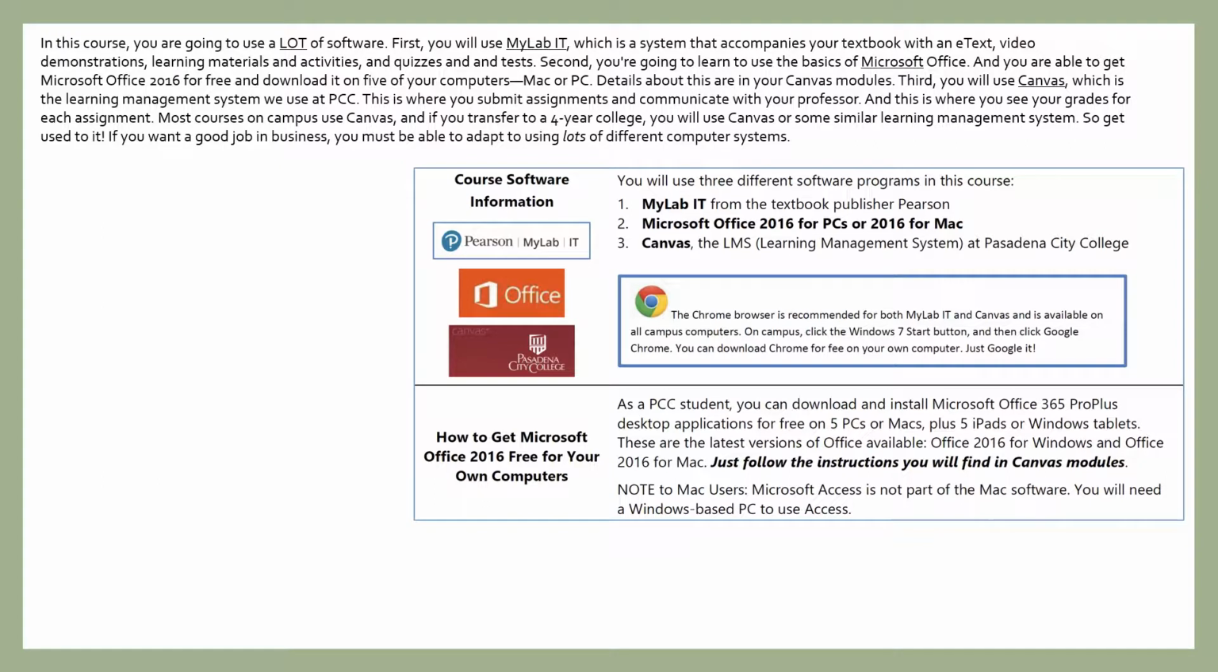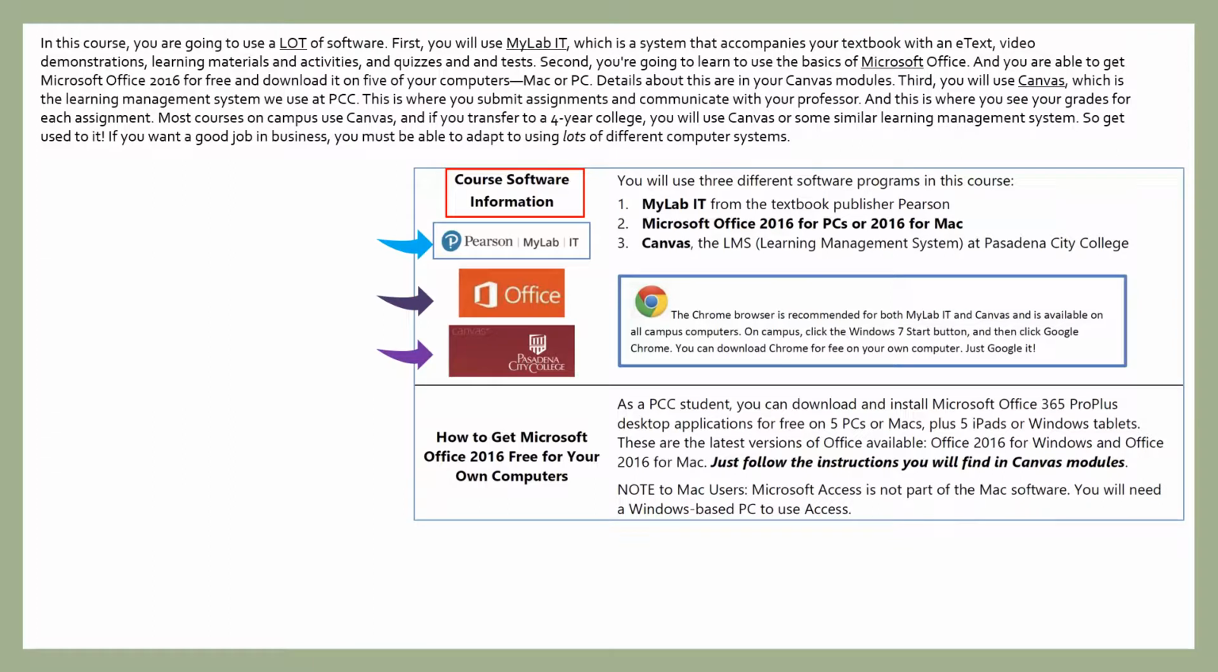In this course, you are going to use a lot of software. First, you will use MyLab IT, which is a system that accompanies your textbook with an e-text, video demonstrations, learning materials and activities, and quizzes and tests. Second, you're going to learn to use the basics of Microsoft Office, and you are able to get Microsoft Office for free and download it on 5 of your computers, Mac or PC. Details about this are in your Canvas modules.